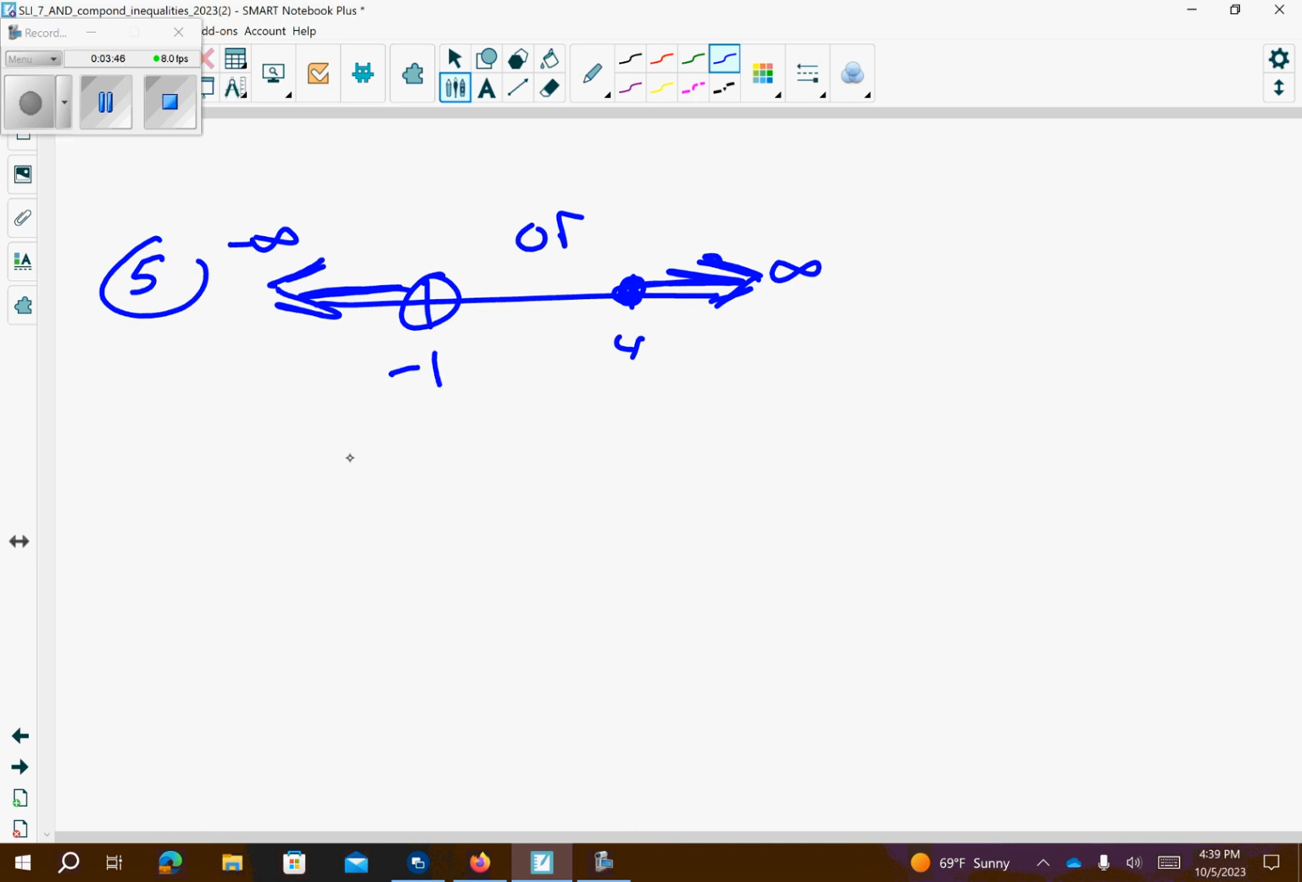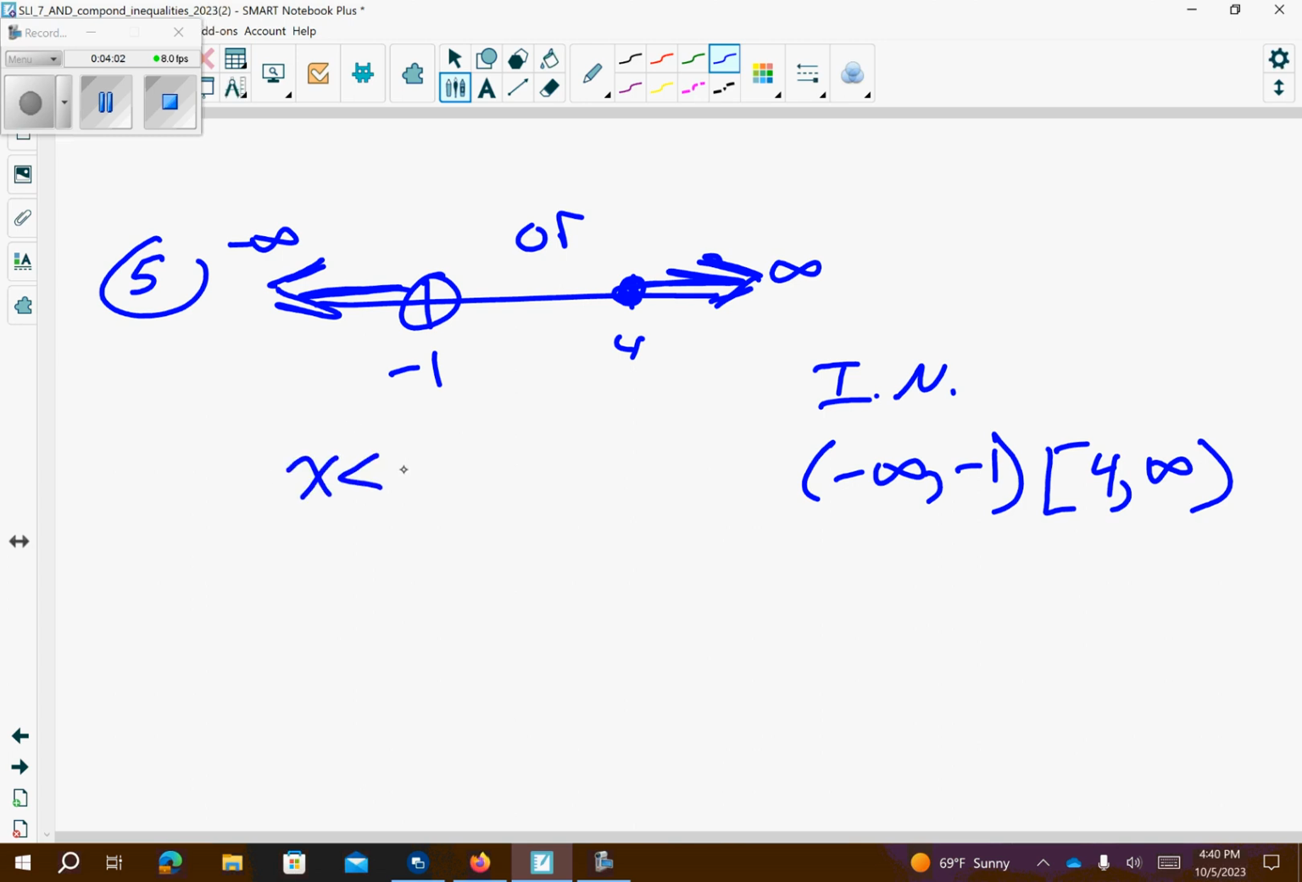So let's go ahead and do our interval notation. It's going to go from -infinity to -1, parentheses on both. And then I'm going to do a square bracket on the 4, and it's going to go to infinity. Our inequality will be x is less than -1. I'm going to put the word OR, and then I'm going to go x is greater than or equal to 4.